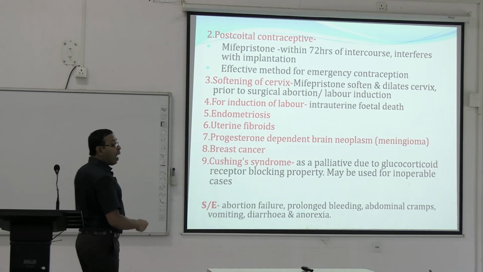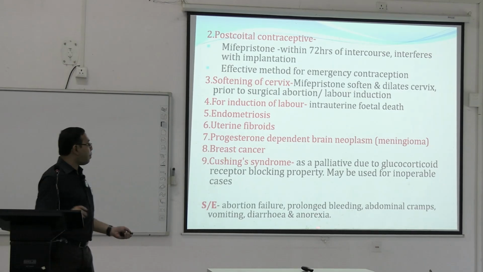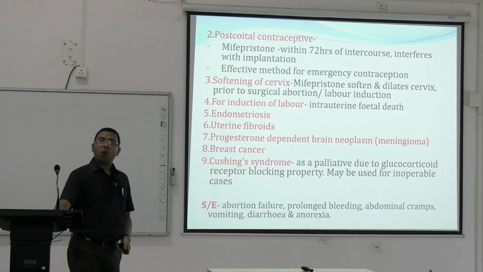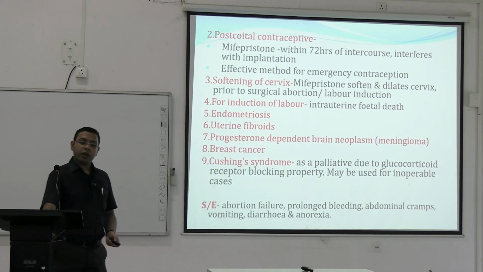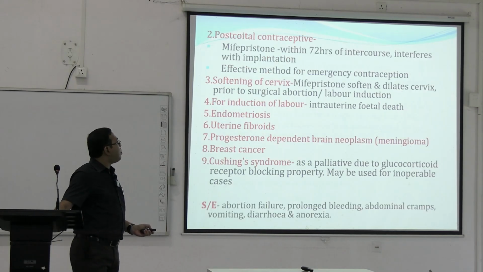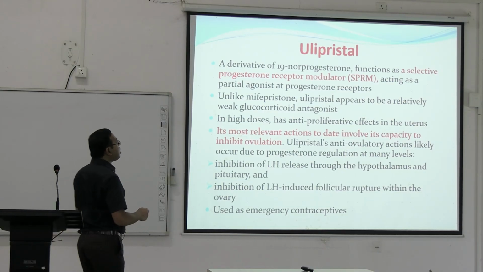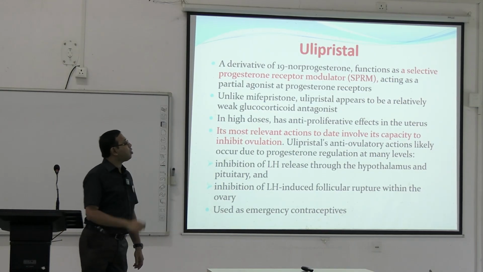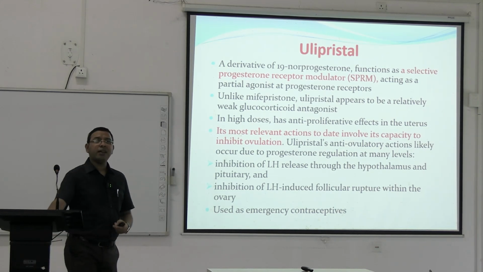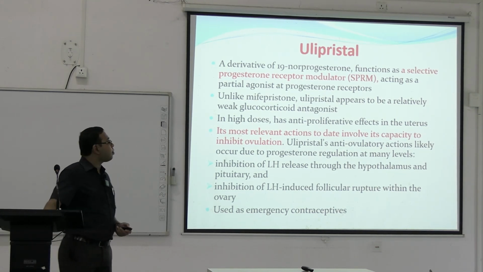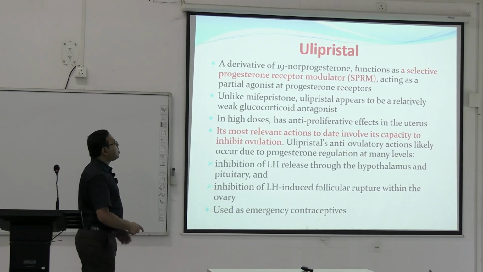Side effect is of course abortion failure. That is the problem because it is not 100%, so abortion failure can happen. So ultimately that leads to prolonged bleeding, abdominal cramps, vomiting, diarrhea, anorexia, all can happen. So this is about mifepristone, very important. Next is ulipristal. Ulipristal is another derivative of 19-norprogesterone which functions as a selective progesterone receptor modulator like that of the SERM, selective estrogen receptor modulator. So basically it is a partial agonist at the progesterone receptor.